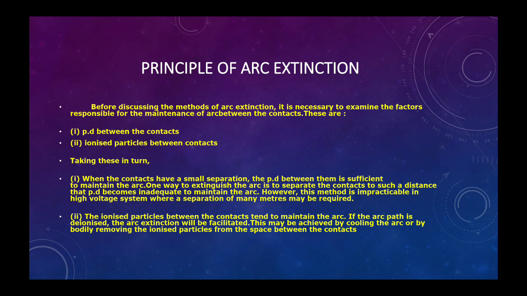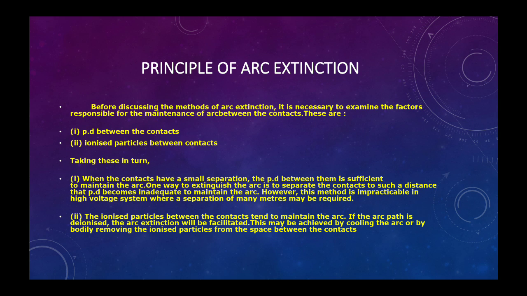When the moving contact is just separated from the fixed contact, the potential difference is very high. One way to extinguish the arc is to separate the contacts to such a distance that the potential difference is inadequate to maintain it. So if the separation between the moving contact and fixed contact is increased, or if the air gap between these two contacts is increased, then the potential difference is inadequate to maintain the arc. That means the potential difference is reduced, so the arc is extinguished or reduced.